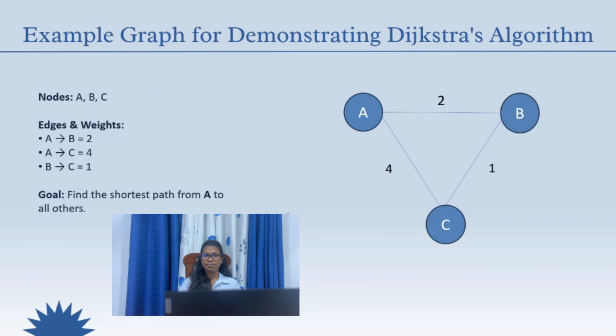Here is an example graph for demonstration. A, B and C are the nodes and the edges and weights are: A to B, the weight is 2, A to C, the weight is 4 and B to C, the weight is 1. Our goal is to find the shortest path from A to all the other nodes.